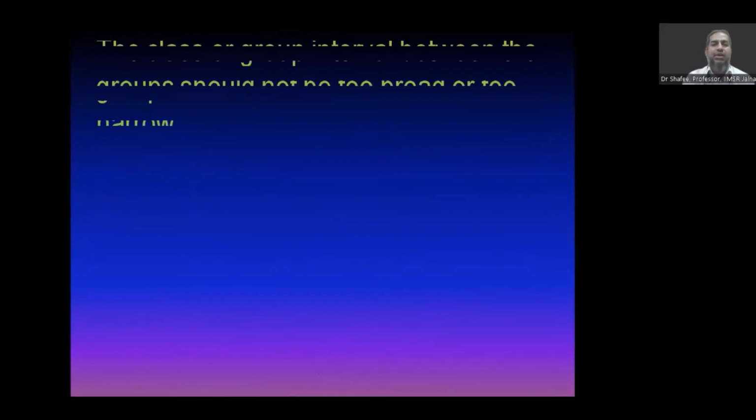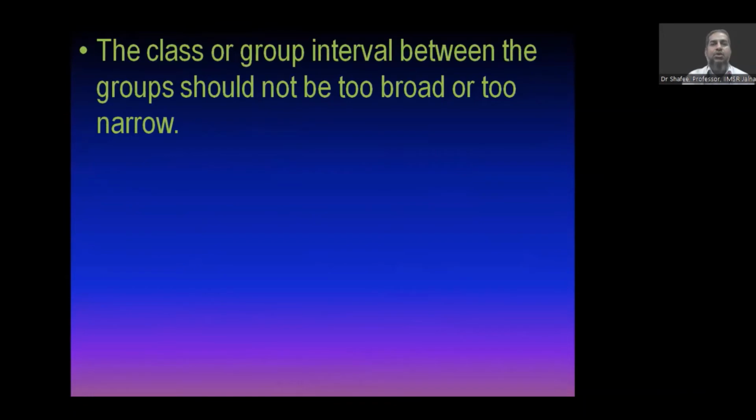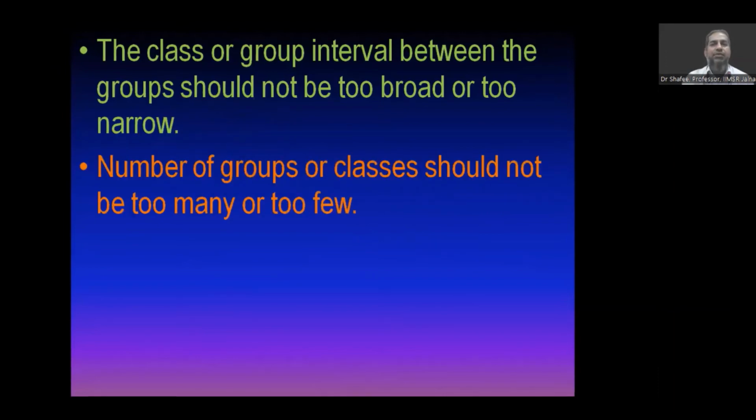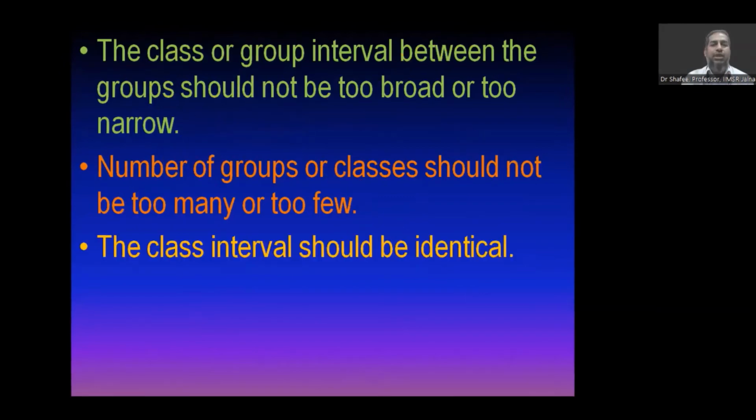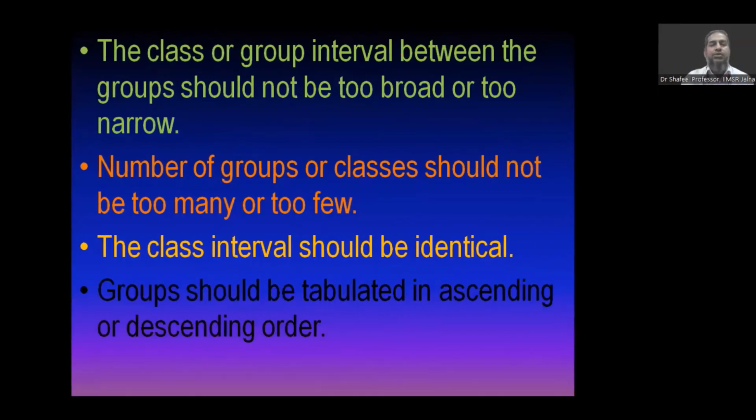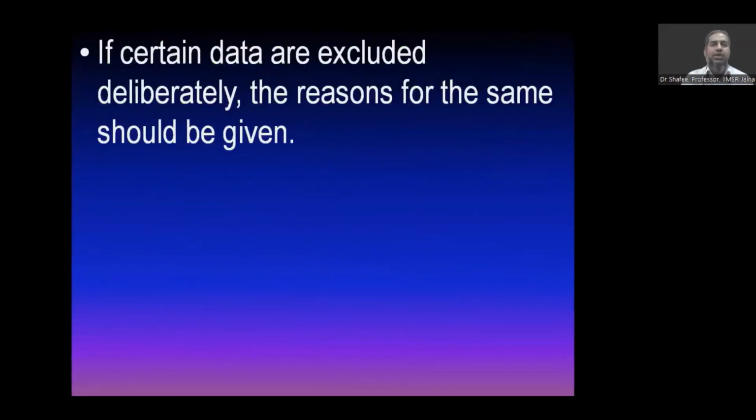Units of measurement like kilogram, centigram, centimeter, months, etc. should be given. The class or group interval between the groups should not be too broad or too narrow. So we'll see this in the example of the table. Number of groups or classes should not be too many or too few. The class interval should be identical. That we'll see in the table. Then groups should be tabulated in ascending or descending order. So we need to follow the order while preparing a table.